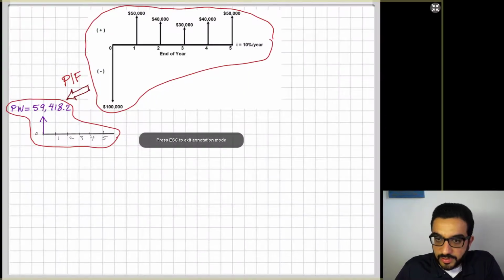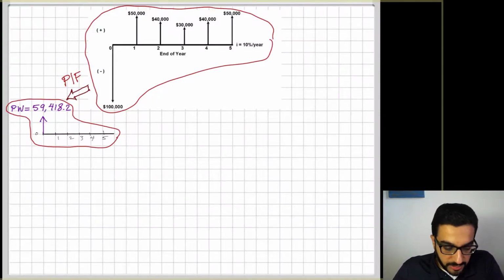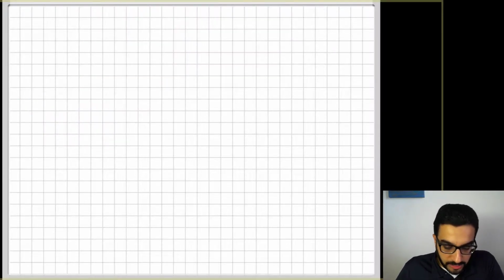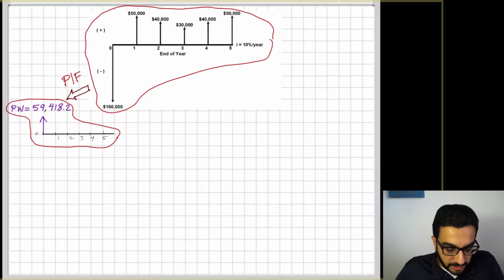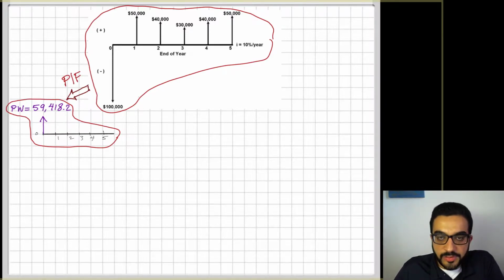So we will illustrate that by going through the steps here. The first thing, when I analyzed the first example, I transformed this original cash flow into a single sum cash flow, the present worth, by P given F. So I did many P given F factors.